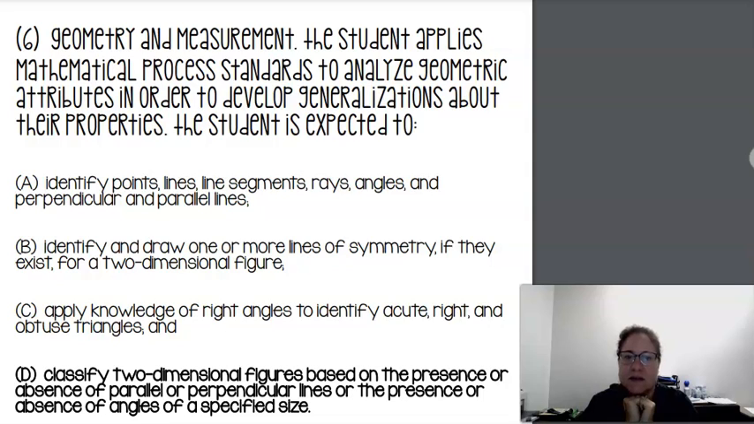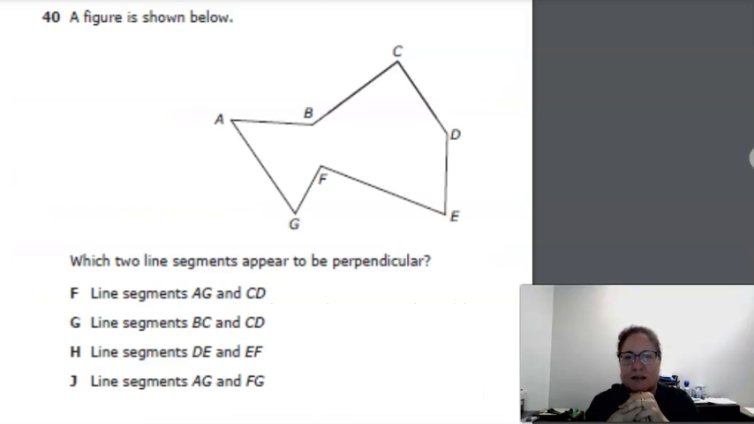And today our focus: classify two-dimensional figures based on presence or absence of parallel or perpendicular lines or the absence of angles of a specified size. So let's take a look at this question, which says a figure is shown below, which two line segments appear to be perpendicular. Now remember, perpendicular means it has right angles when they intersect. Okay, so which ones of these look like they might have perpendicular lines if they cross over?